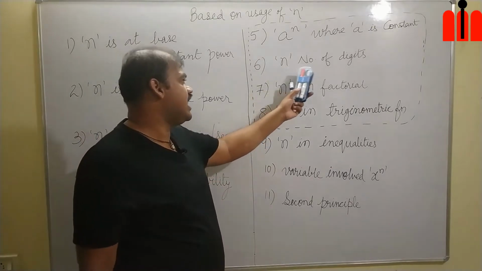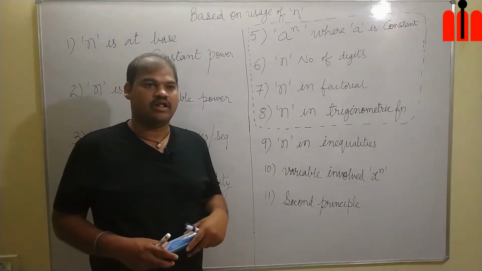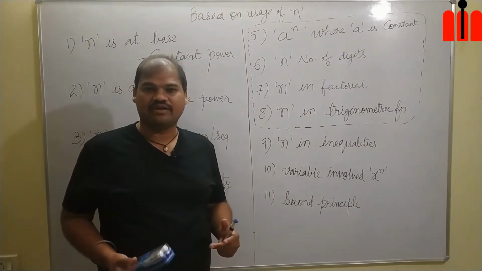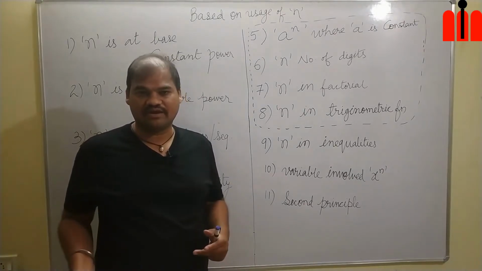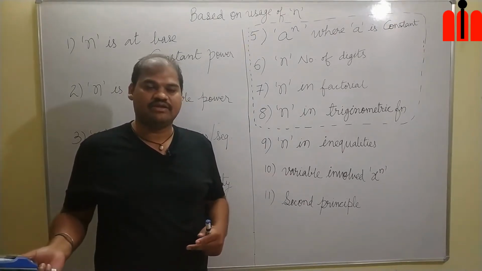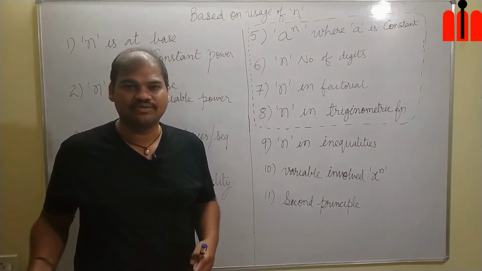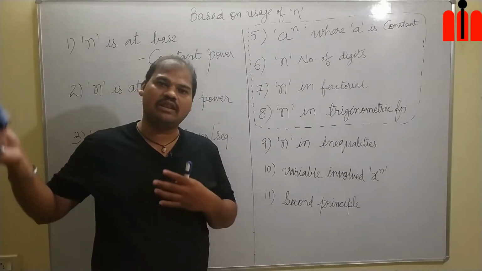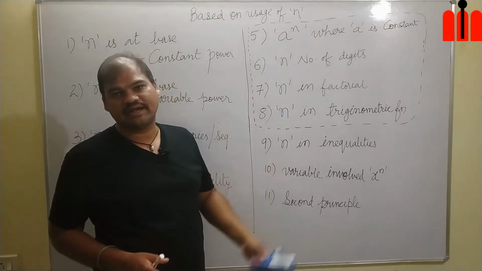Next, n number of digits, like 1 plus 11 plus 111 plus 1111, like that. So the number of digits is increasing term by term, and it will continue till n terms. Such type of problems are addressed in category 6.